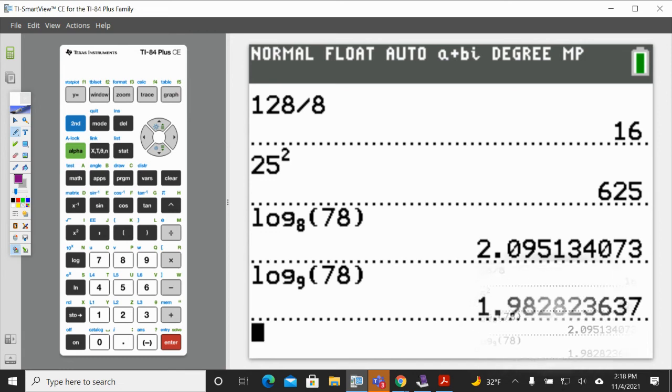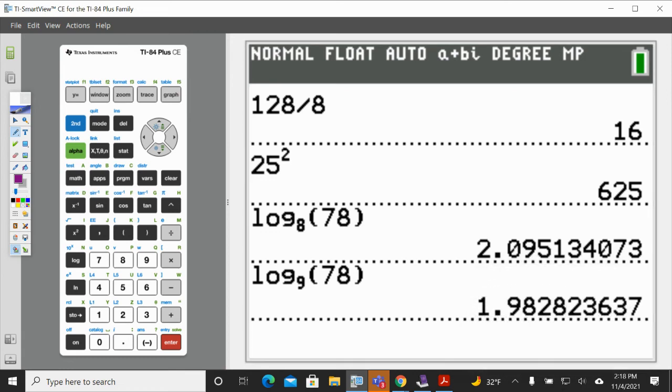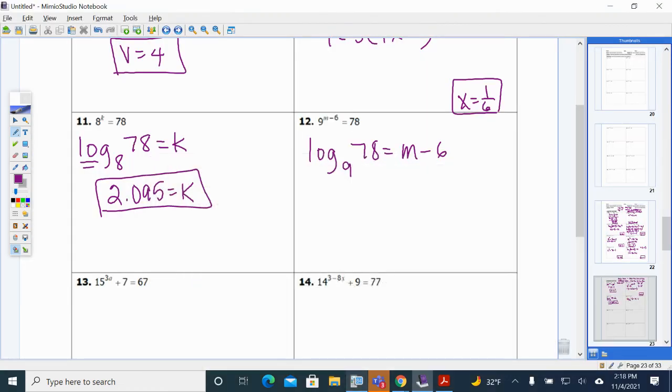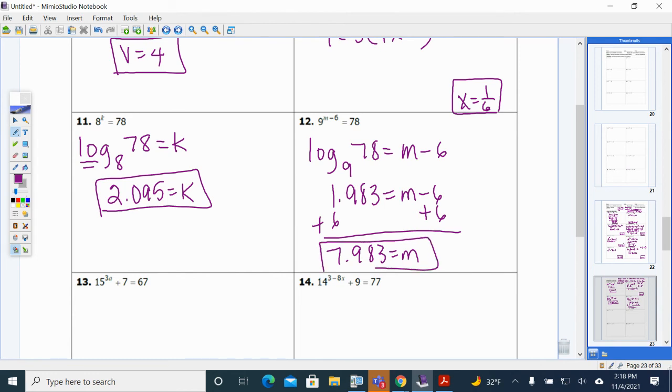1.98. We're going to make that a 3. The 8 makes a 2 a 3. 1.983 equals m minus 6. You need to add your 6 to both sides to finish this one out. And we get 7.983 equals m. Again, you must check, and it does work.